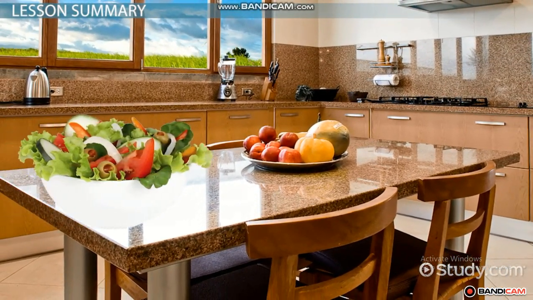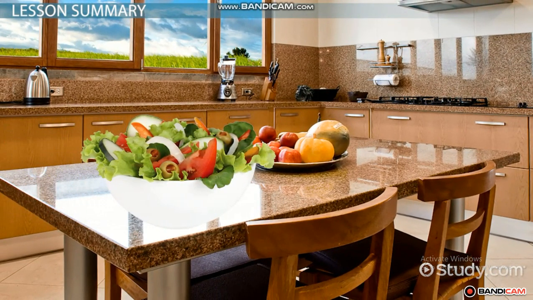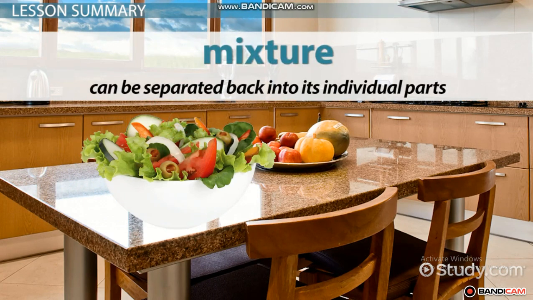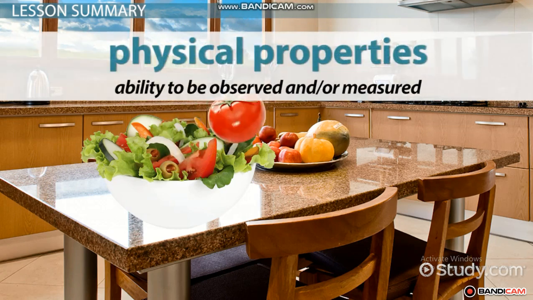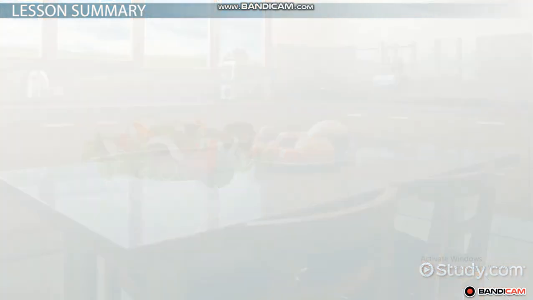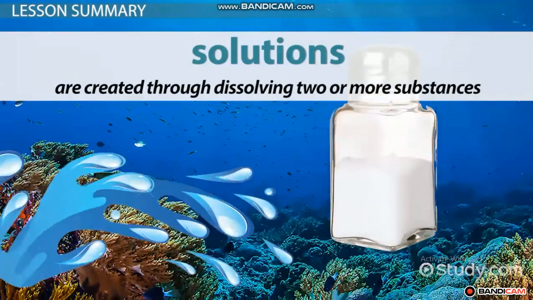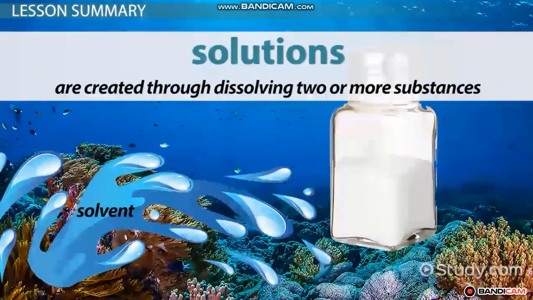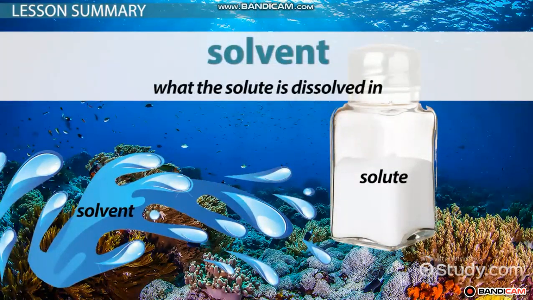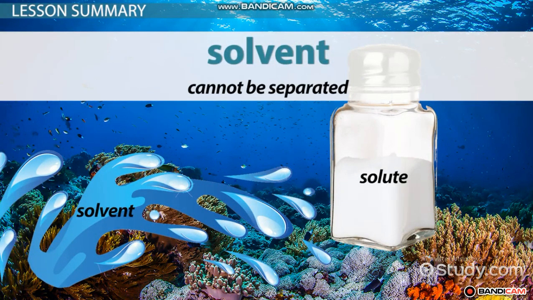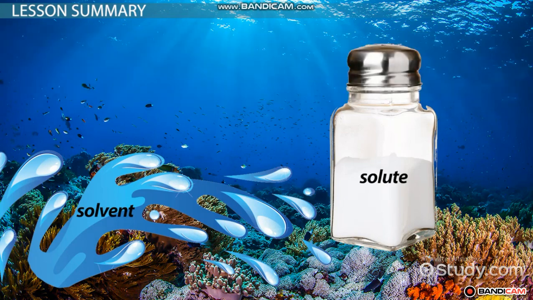Mixtures and solutions are seen in many aspects of our daily lives. A mixture can be separated back into its individual parts, because the ingredients maintain their physical properties, their ability to be observed and/or measured. Most solutions, however, are created through dissolving two or more substances, known as the solute, which is dissolved, and the solvent, what the solute is dissolved in, and cannot be separated. See how many mixtures and solutions you can identify throughout the day.